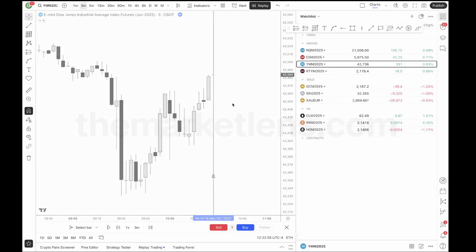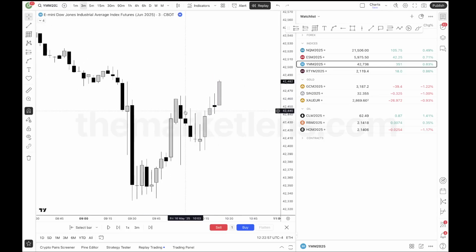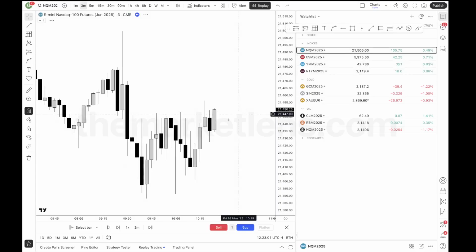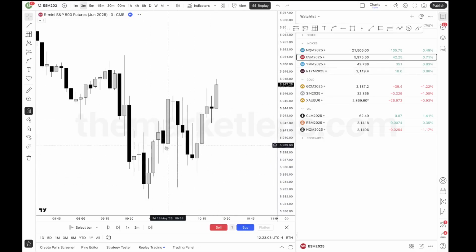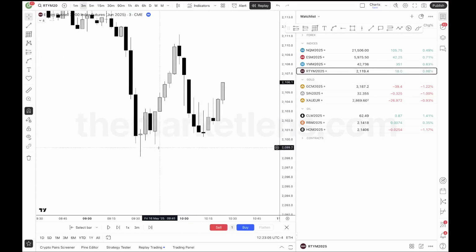There's another thing about SMT. There's so much to say about SMT, but you see how we CSD on this asset? When I go to the other assets, it's just chop. You see this chop? It's chop. When I go to RTY, it's leaving equal lows.